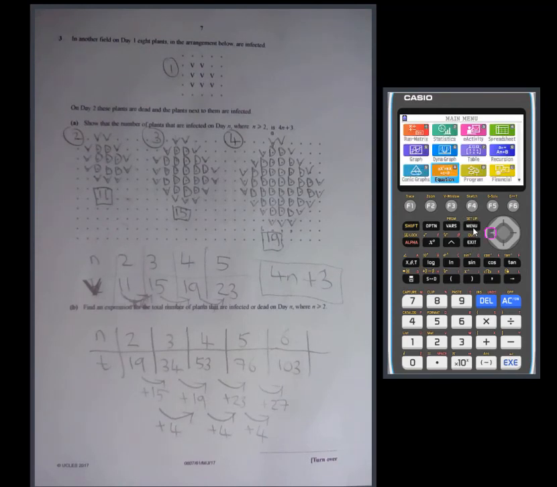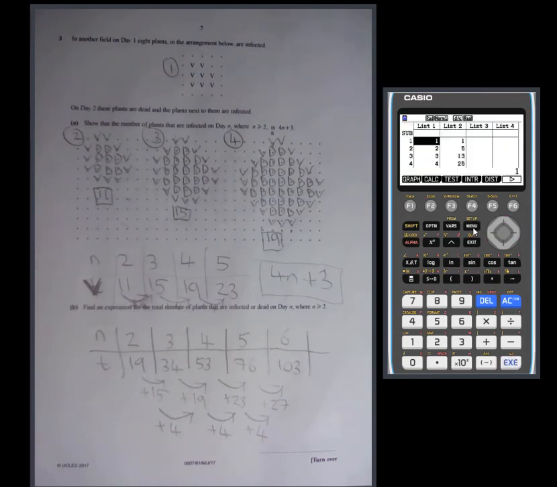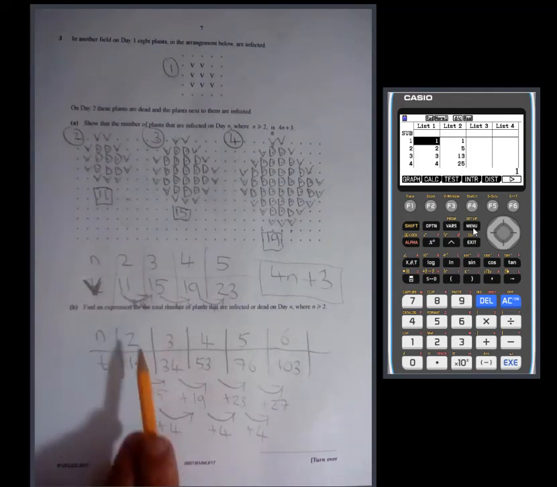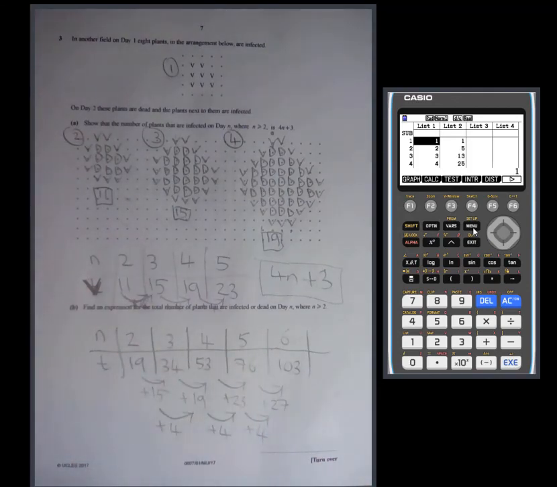I need to go menu and statistics. I now need to go back to n being 2, 3, 4, 5, 6. Let's put the terms in, so that is 19, 34, 53, 76, and 103. Calc, regression, reg, and it's an x squared regression, it's quadratic.